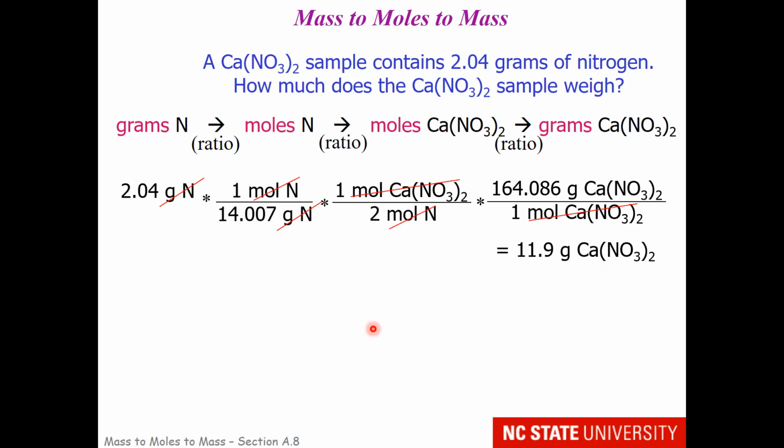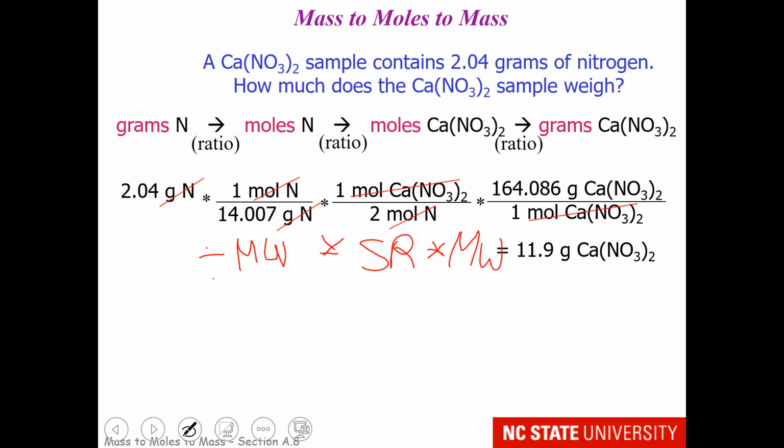So let's take a look at these steps one last time in detail. If you look at this first ratio, you're actually dividing by the molecular weight. If you look at this second ratio, you're actually multiplying by some sort of stoichiometric ratio that you get from the compound or perhaps from a chemical reaction. If you look at this third ratio here, you're actually multiplying by the molecular weight of the new material. So that's how this works.